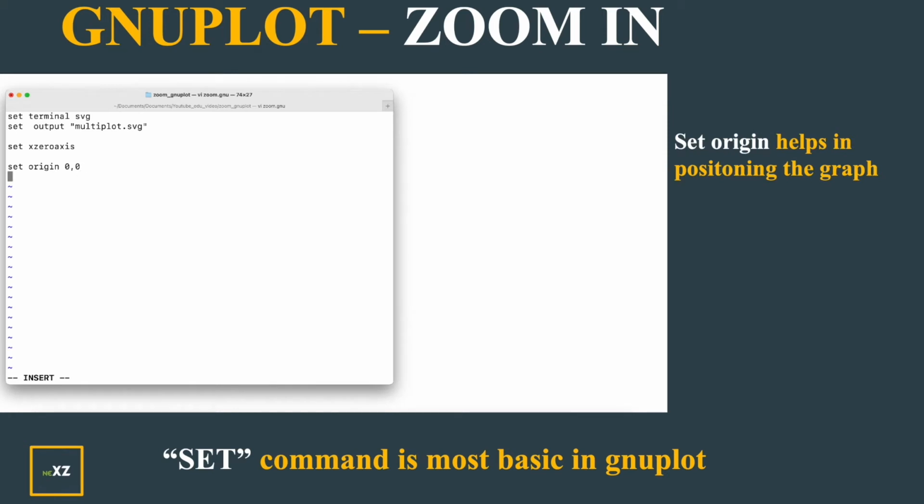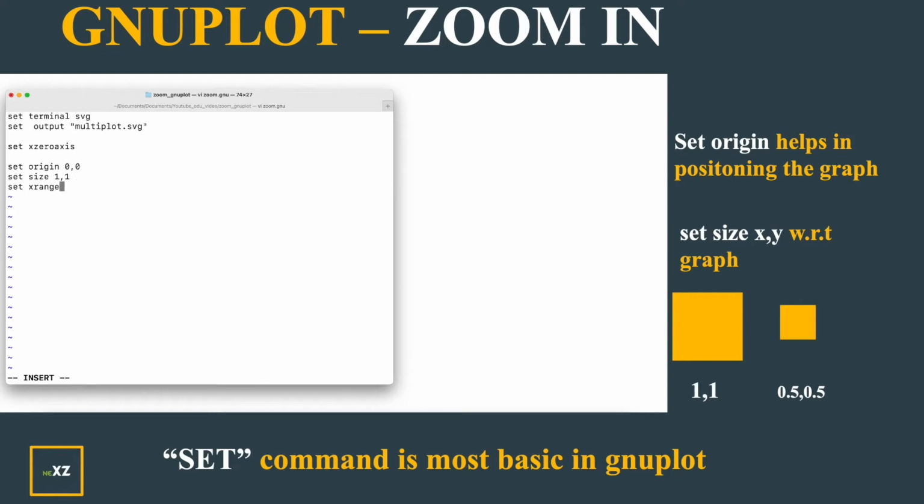So it helps in positioning your graph, and I'll explain this further. And I set my size to 1, 1. So it's with respect to the graph. So if a graph has, like, 1000 by 1000 size, that is 1, 1. And if I want to reduce the size to 0.5, 0.5, you will see the size reduced in both the dimensions, and the area is 1/4 of the original area, and you will see that in my graph. And I set my x range from -15 to 15.